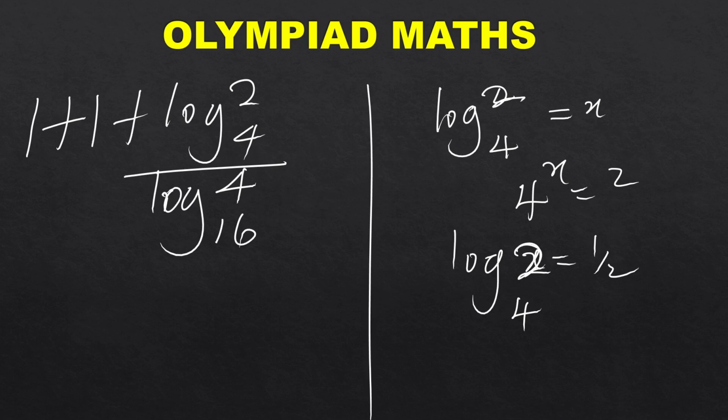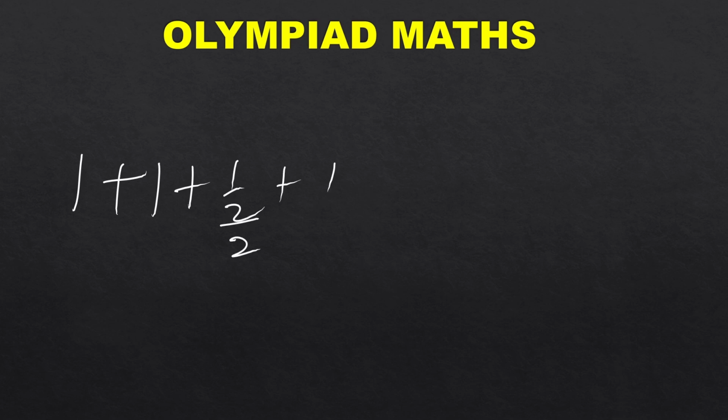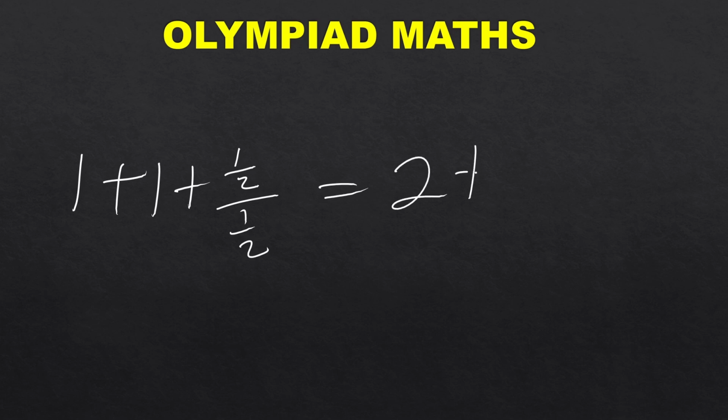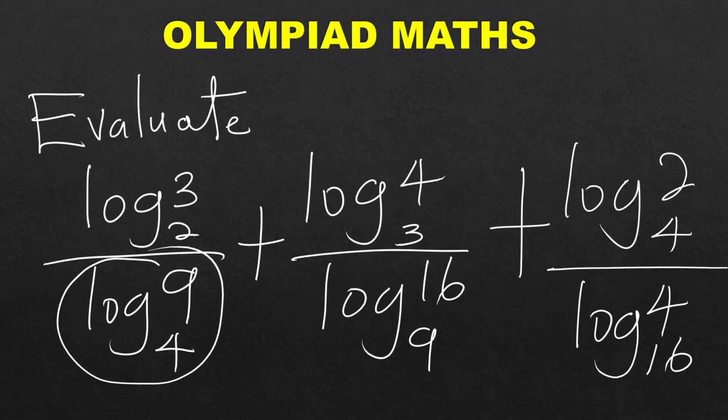So that part is 1 over 2 divided by 1 over 2, which is 1. Everything now is 1 plus 1 plus 1. So the answer to this question is 3.